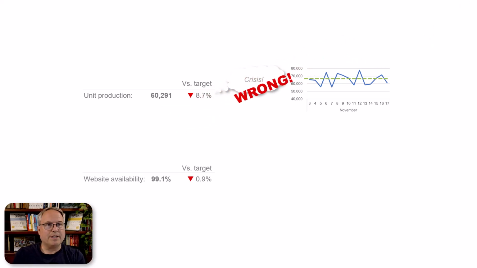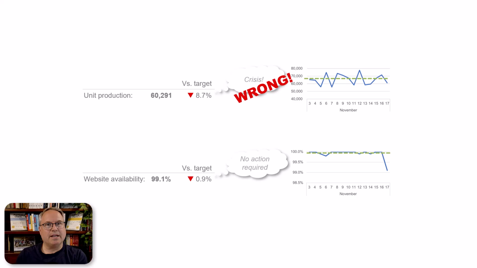Or website availability, less than 1% below target, no action required, right? Doesn't look like much on the dashboard. Again, just for fun, let's look at the last 14 days. Okay, so normally, this is website availability here, and normally it's at around 100 or 99.9%. And so its current value, 99.1, is actually very unusual, right? And in fact, when you think about it, if we're an e-commerce company or something, what this means is that about 1 out of every 100 page requests to our website is failing.